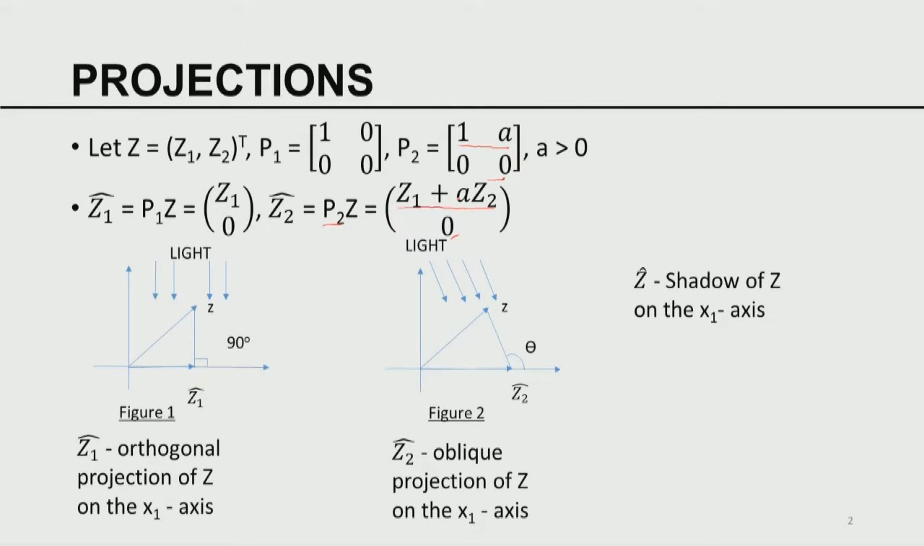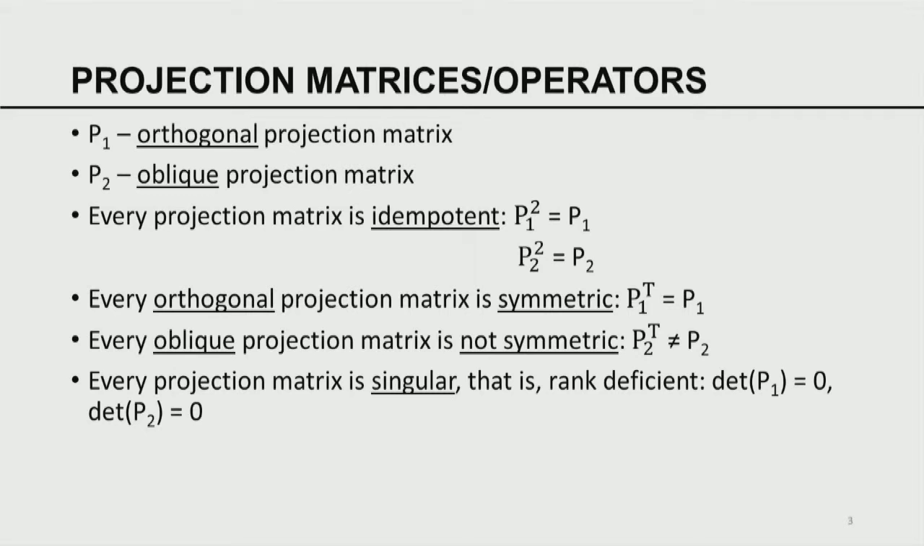Algebraically, the operators, matrices P1 and P2, essentially generate this orthogonal and oblique projection. This is a very fundamental geometric point of view, and it has a very close and intimate relation to the properties of least square solutions. Projection as matrices: in the last slide we saw matrices P1 and P2. P1 is called an orthogonal projection matrix, P2 is called the oblique projection matrix.